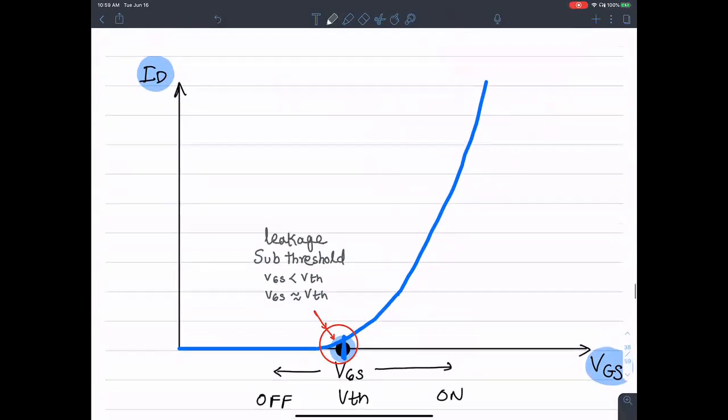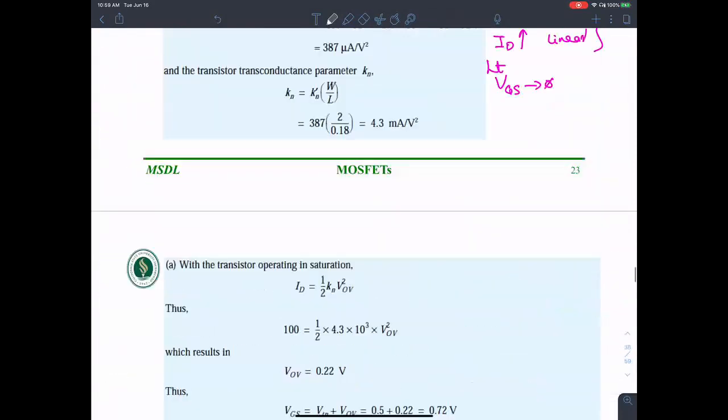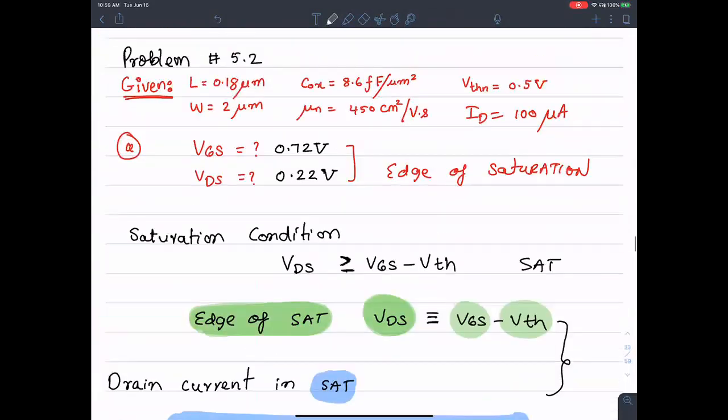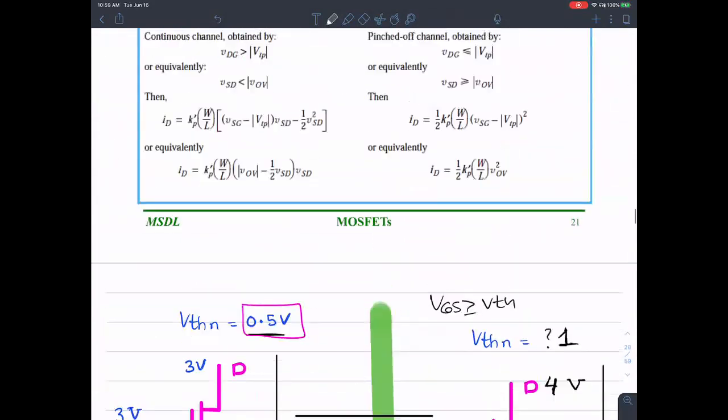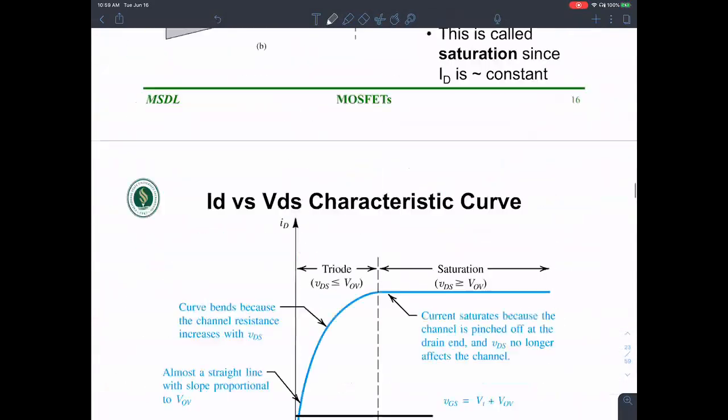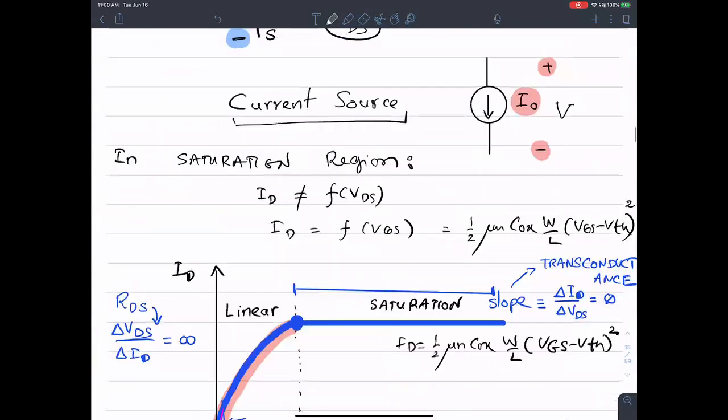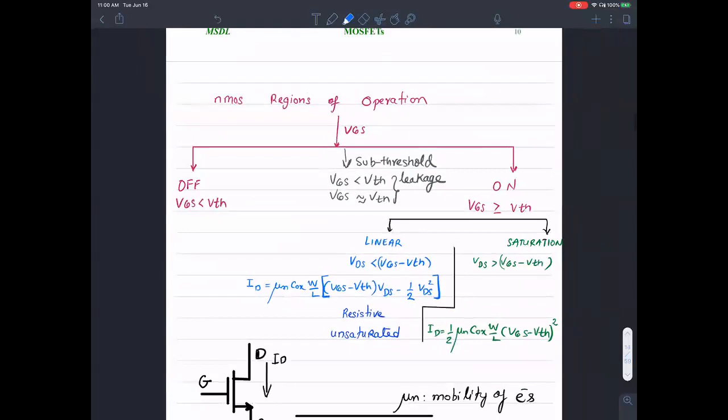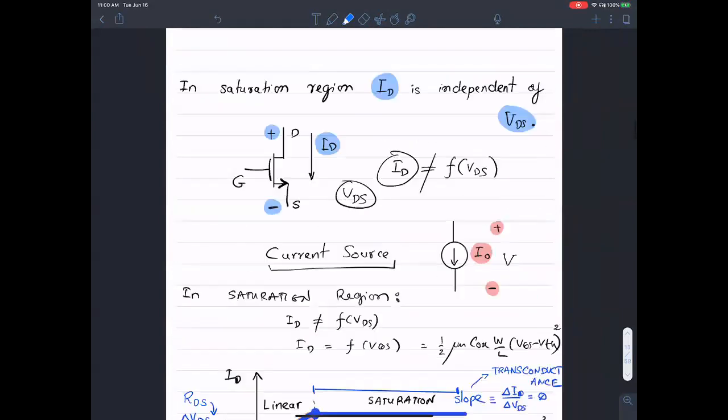Let me go back and show you what I mean. If you go back to the regions of operation of the MOSFET, right here, I'm talking about this region that is in between off and on. See here, VGS is very close to VTH, but not quite there yet. In between those two regions, between on and off, there is some leakage current. That's exactly what we are seeing here.